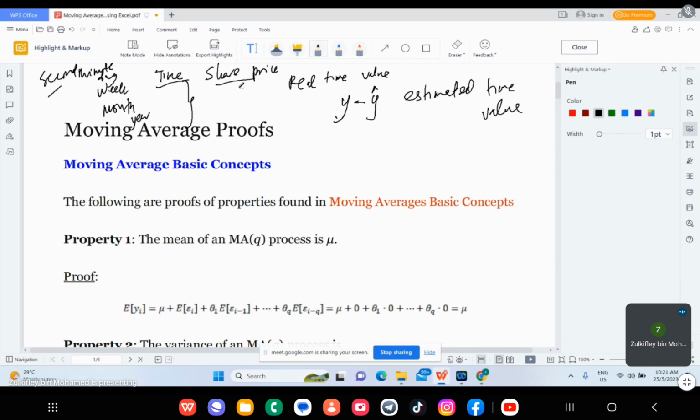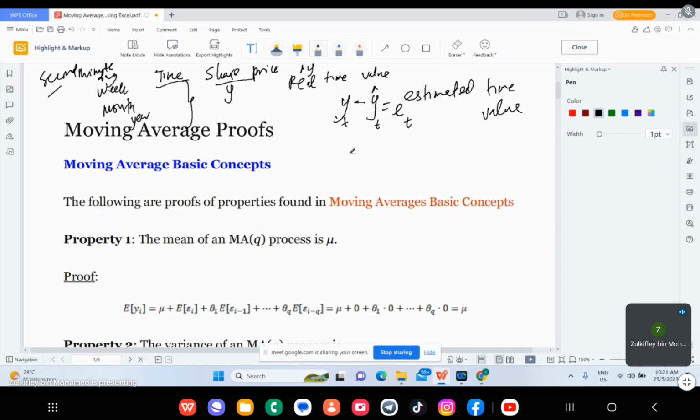So untuk moving average method, we are dealing with the real value. For example, share price, the real share price value y, and the estimated price value y hat. And this difference is your error term. So kalau ini yt and here is y hat t, these are your epsilon t.